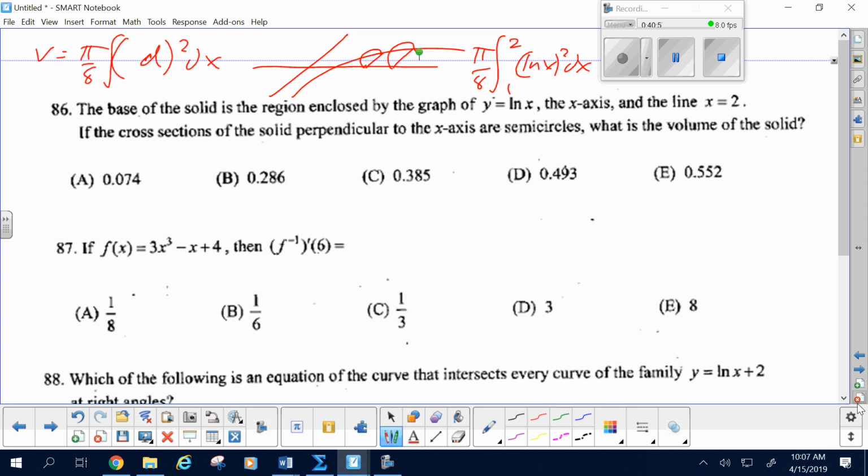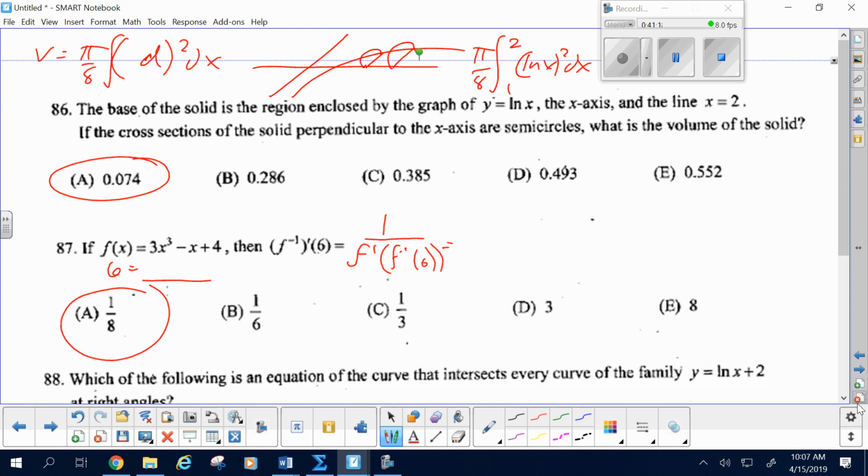Okay? The answer is A. Only 5 people missed 87. The idea is 1 over f prime at f inverse. The hard part by far is finding f inverse at 6. That means this is 6. What is x that makes 6? It was 1. So you should have been putting 1 into f prime, not 6.